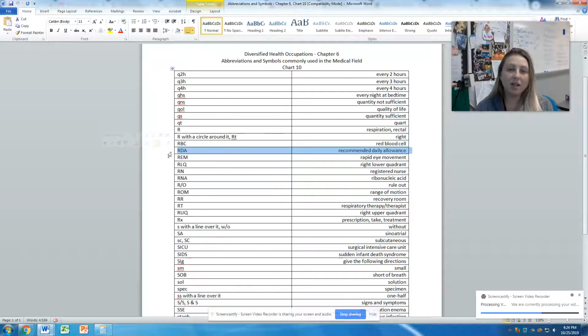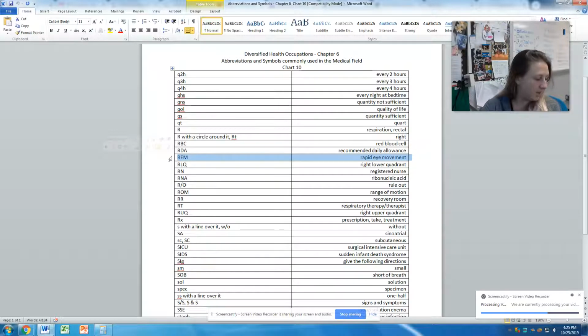You'll see this a lot on nutrition labels. Recommended daily allowance of sodium, recommended daily allowance of calories, right? How many grams are you supposed to be able to have a day? All right. REM, this is rapid eye movement. Rapid eye movement is what happens when you sleep. Like if you ever look at somebody and they're dreaming, their eyes under their eyelids are kind of going back and forth and back and forth. That movement is called rapid eye movement, and it's actually a phase of your consciousness while you're sleeping.